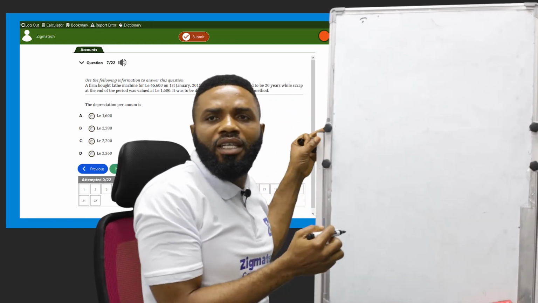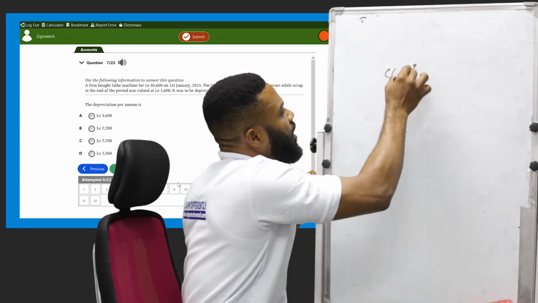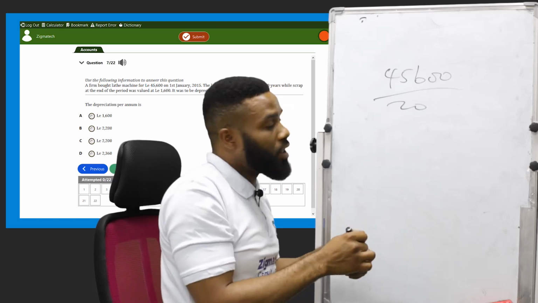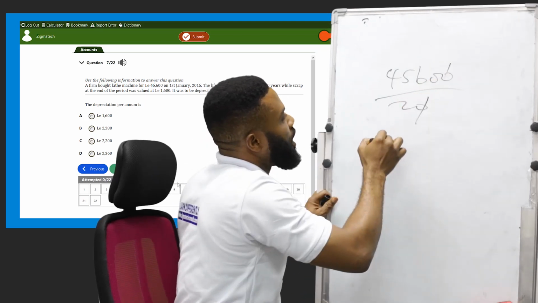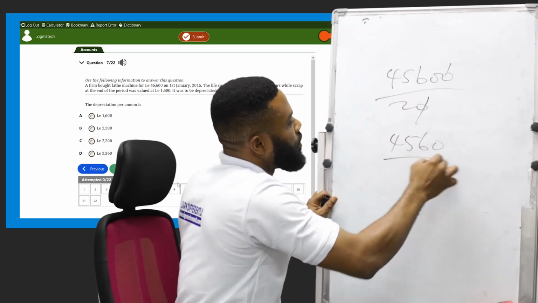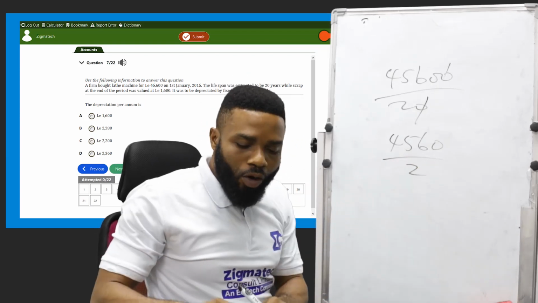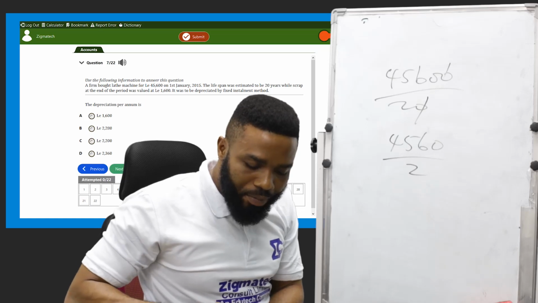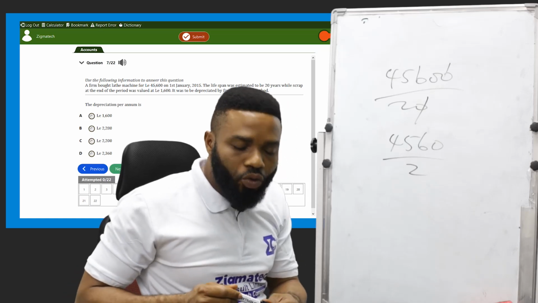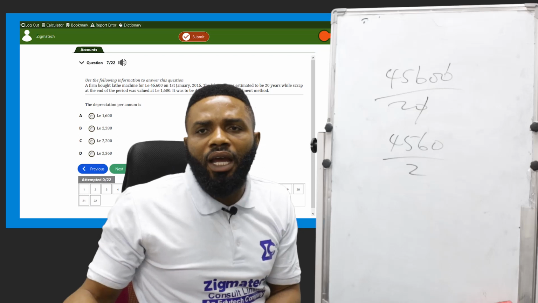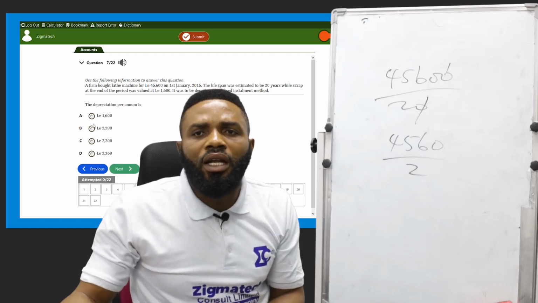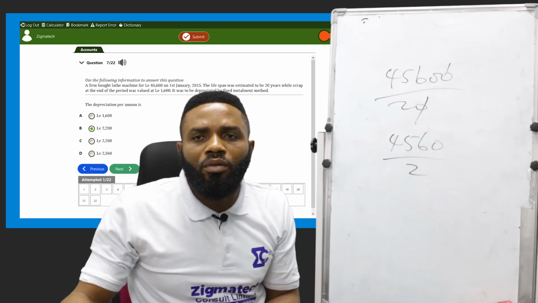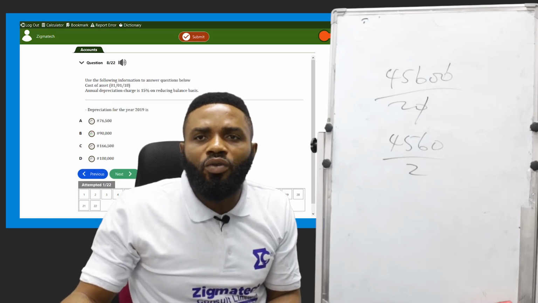What is the value of the asset? 45,600 divided by 20. If you do this, this will cancel this, and you'll be left with 4,560 divided by 2. 4,560 divided by 2, you will have 2,280. So the answer there is 2,280. That's option B. Let's take the very last question.